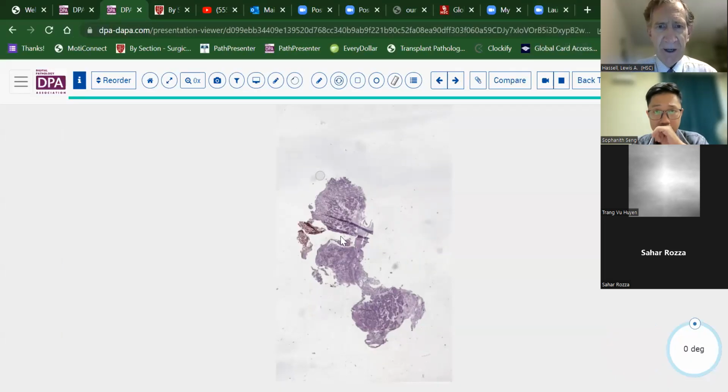So again, at low magnification, we see a little bit of heterogeneity, variable blue areas and more pale areas.